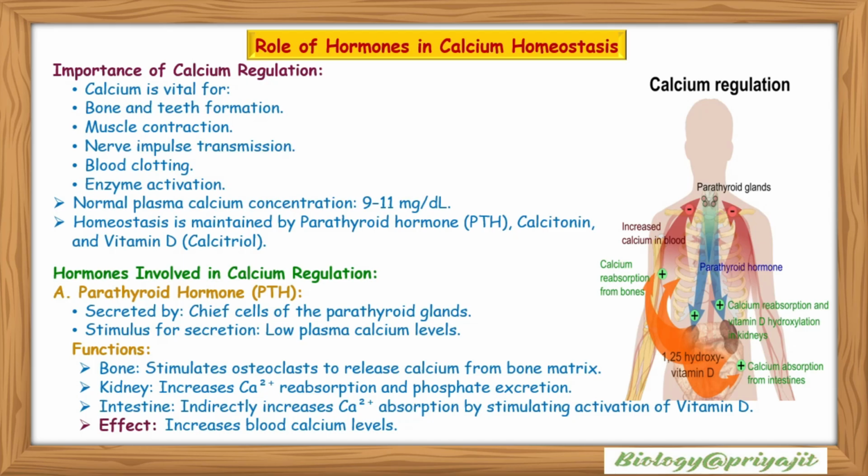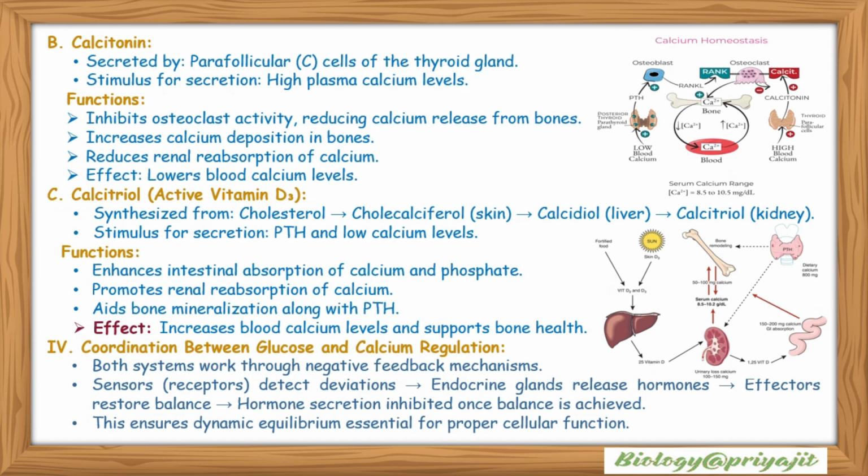So the hormones involved in calcium regulation: parathyroid hormone or PTH, which is secreted by the chief cells of the parathyroid gland, and the stimulus for the secretion is the low plasma calcium level. This hormone stimulates osteoclasts to release calcium from bone matrix, and it increases calcium 2 plus reabsorption and phosphate excretion. Indirectly, it increases calcium 2 plus absorption by stimulating activation of vitamin D. It also increases blood calcium levels.